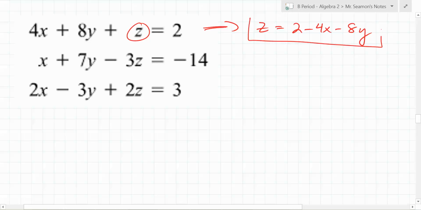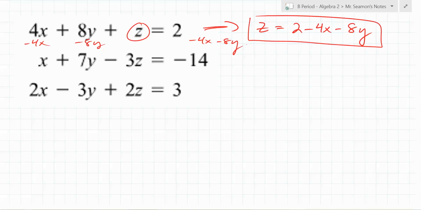Now, what was the second step? Remember, the methodology doesn't change. What do you do with the z? 4x minus 8y, because we subtracted 4x and we need to subtract 8y. So we isolated. Now we need to substitute. Where do we substitute it? Which one do we substitute it into, out of the 2 we didn't use? Both. You substitute it into both.